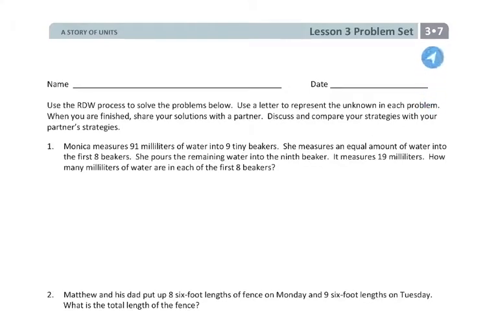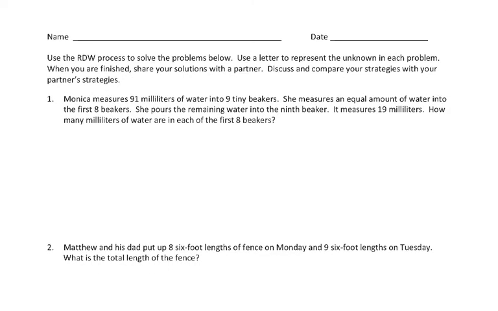Hey guys, this is Module 7, Lesson 3 Problem Set. Use the RDW process to solve the problems below. Use a letter to represent the unknown in each problem. When you are finished, share your solutions with a partner, discuss and compare your strategies with your partner's strategies. So we're not going to do the partner stuff, but we will go over how to do these answers.